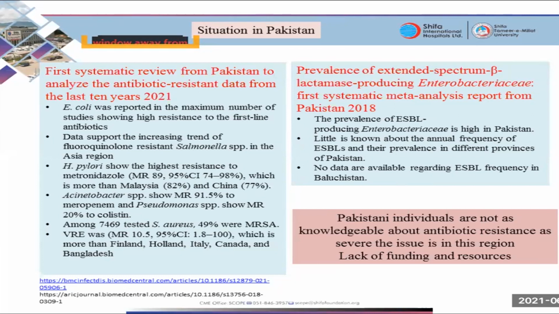Previously, a meta-analysis was also published in 2018, which highlighted the emergence and prevalence of ESBL Enterobacteriaceae in Pakistan. Unfortunately, although we are participating in the global antimicrobial surveillance, this issue is not being prioritized at the moment, and we lack the resources and funding from the Health Department of Pakistan. And according to one cross-sectional observational study, we are not knowledgeable enough about this AMR crisis.